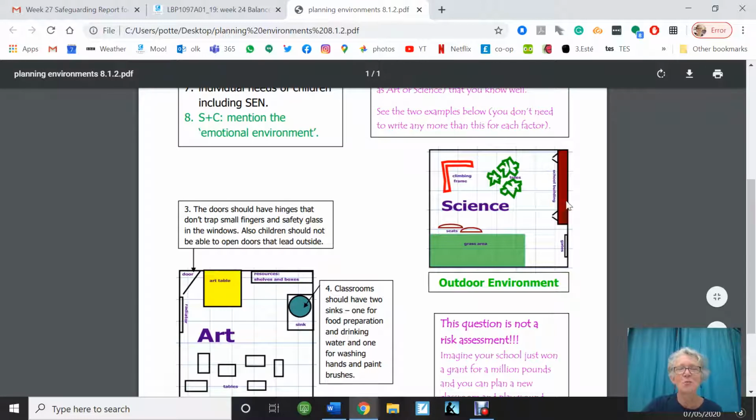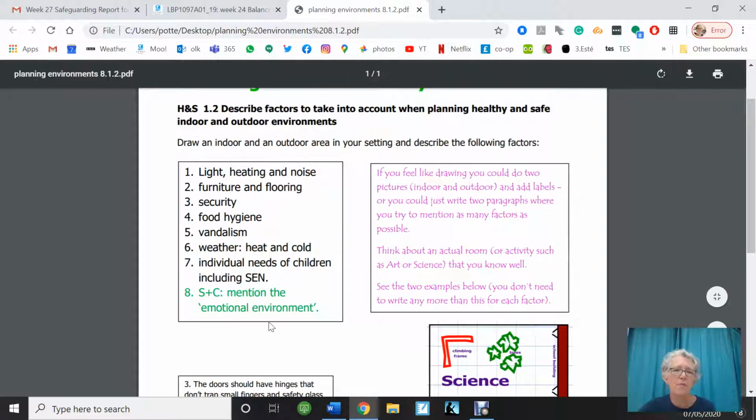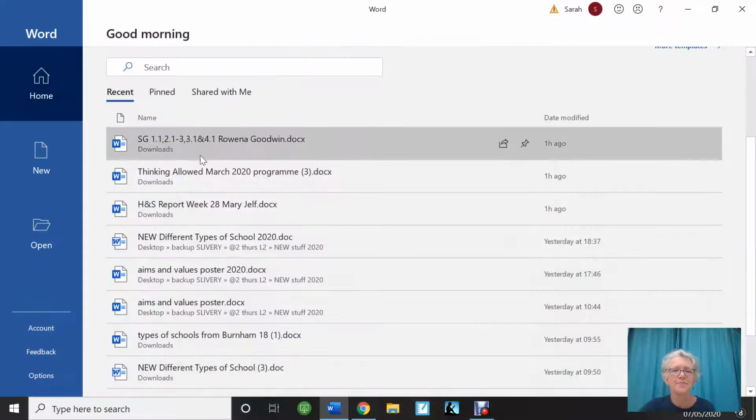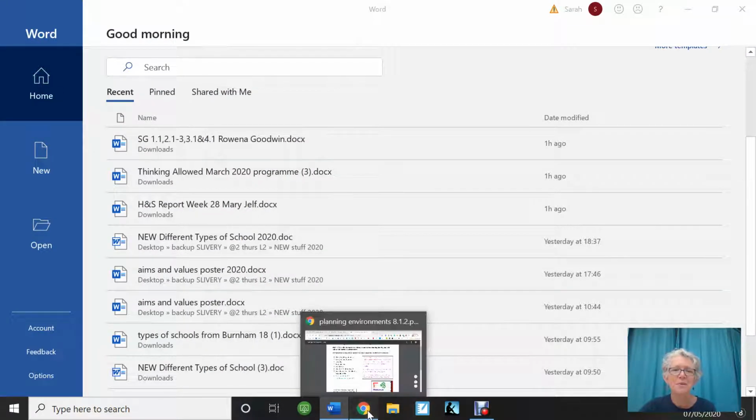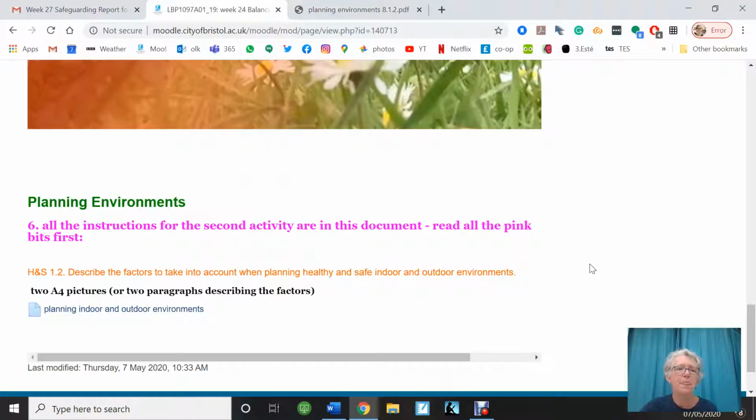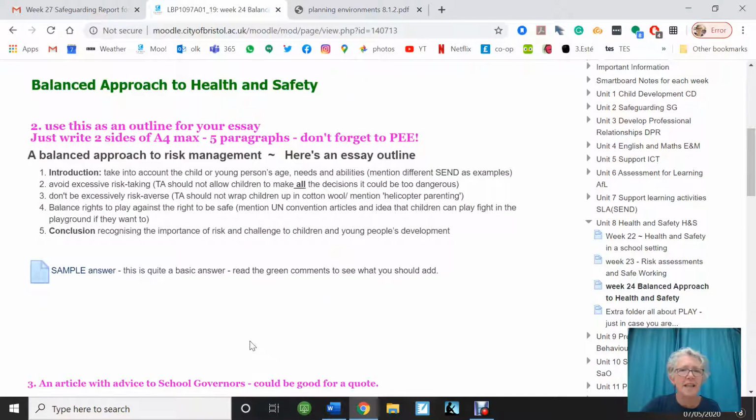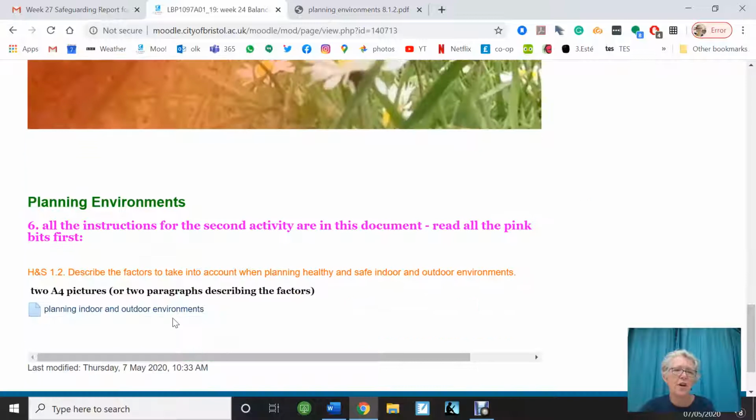Okay, so you can draw me 2 pictures and label them like this, or write 2 paragraphs where you mention each of the factors for indoor and each of the factors for outdoor areas. Let's go back to Moodle. Oops, lost my Moodle. Okay, yeah. So you've got your essay and you've got your 2 paragraphs. Complete those 2 pieces of work and send them to me, please.